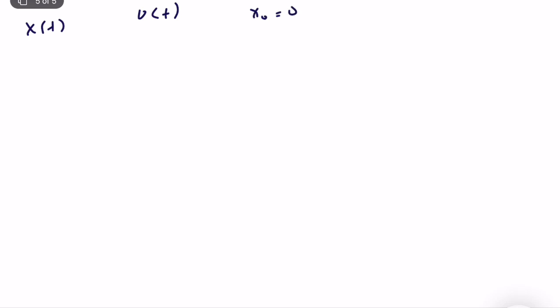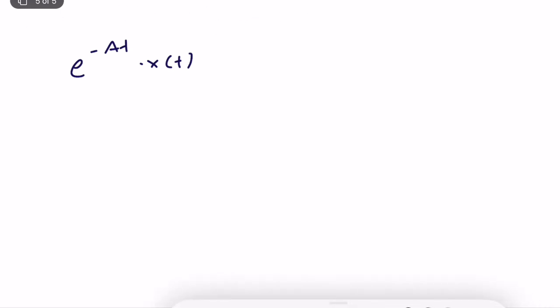So what we will do is something different. We will start with a form like this, e to the power minus at times x of t. So we have an expression. Let's call it f of t or something else, it doesn't matter. We have started with this, and I want to take the derivative of this. Just try it and you will see where I'm coming from.